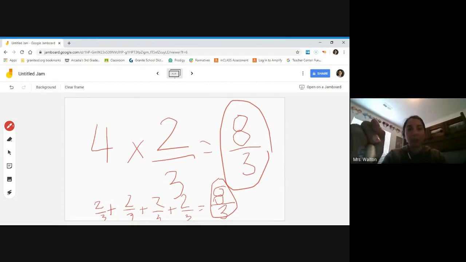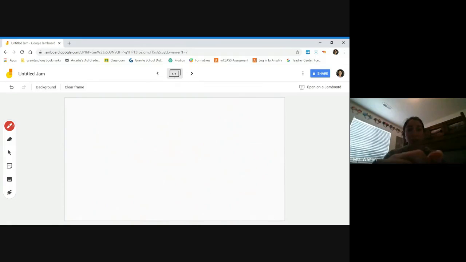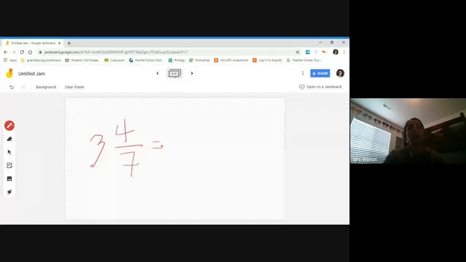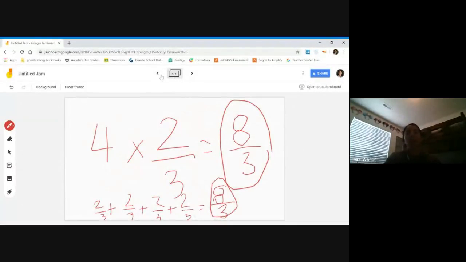Okay, so just to review, we did converting mixed numbers to improper fractions. Something like 3 and 4/7. Turning that into an improper fraction would be 3 times 7 plus 4. 3 times 7 is 21, plus 4 would be 25/7. So that is level 5, there is your answer. And then we practiced multiplying our whole numbers times our fractions. Any questions?